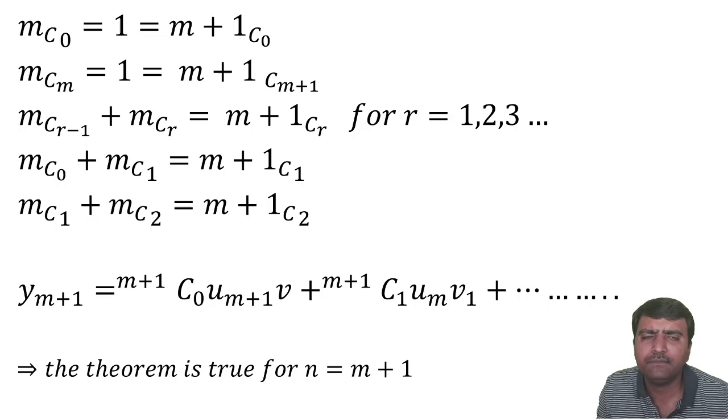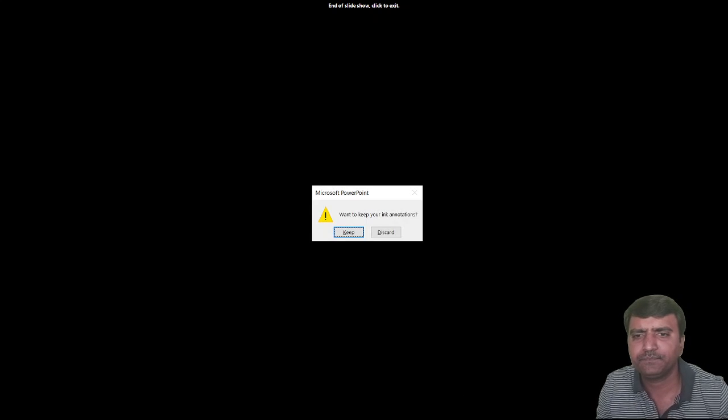So by the method of mathematical induction, it is true for n is equal to m plus 1. So it is true for all the values of n. In place of n we can write any values. Like this we find the nth differentiation of a product of two functions. Now, what is the application and what type of problems can you solve by using this?